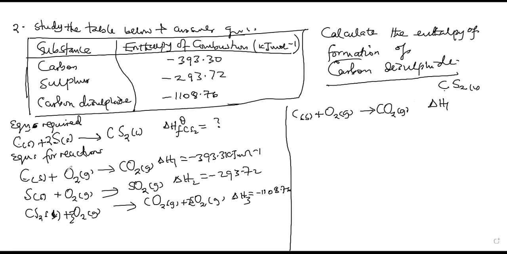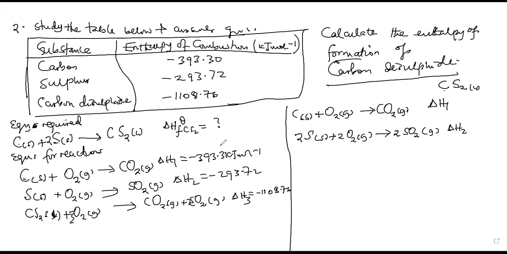Then another one, we have sulfur. So sulfur, we have 2, but this side we have 1. So we shall multiply equation 2 by 2. If you multiply equation 2 by 2, we shall have 2 sulfur plus 2 oxygen molecules, giving us 2 sulfur dioxide molecules of a gas. So this is the 2H2.